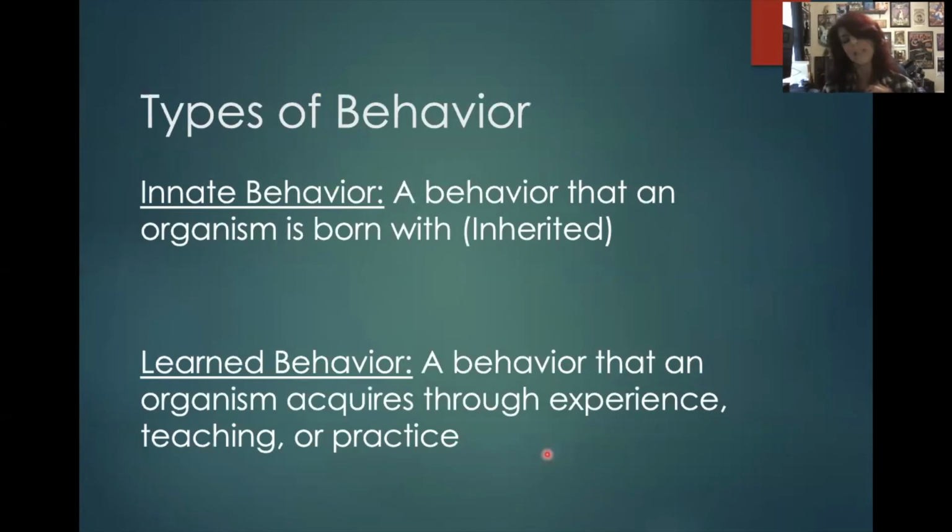There are different types of behaviors. First, we have something called innate behavior. This is something that is inborn within an individual. This is a behavior that an organism is born with. It is inherited. In contrast, we have something called learned behavior. This is a behavior that an organism acquires throughout its lived experience, through teaching from its parents or siblings, as well as practice and play with its siblings and other members of the community.